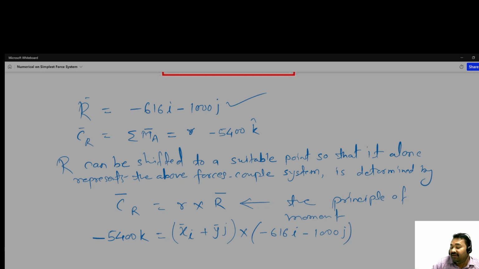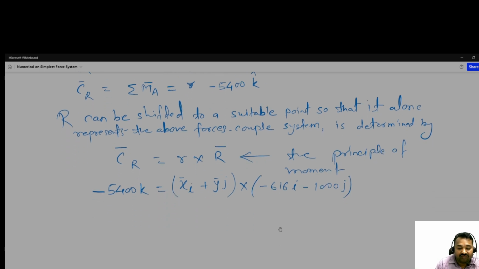Okay, so ultimately what we get? We get here 1000 X and plus 616 Y is equal to, if you compare the coefficients, okay, and this is what?